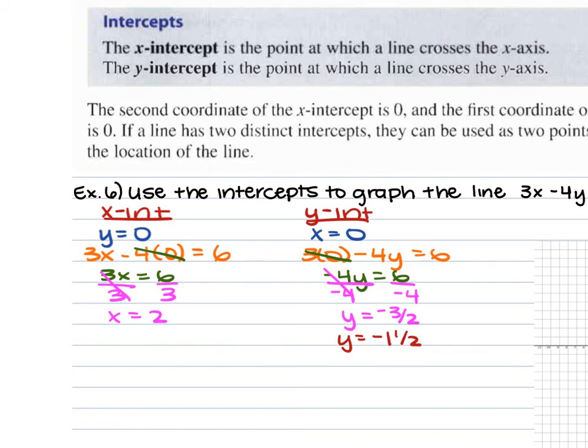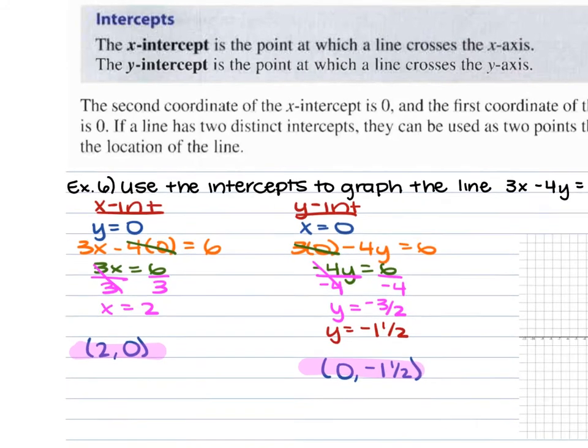Now these y-intercepts and x-intercepts are ordered pairs. So it's not just x is equal to 2, y is equal to negative 1 and 1/2. It is the ordered pair (2, 0) for your x-intercept, and the ordered pair (0, negative 1 and 1/2) for your y-intercept. So if you're just asked for your x or your y-intercept, you have to give those ordered pairs.